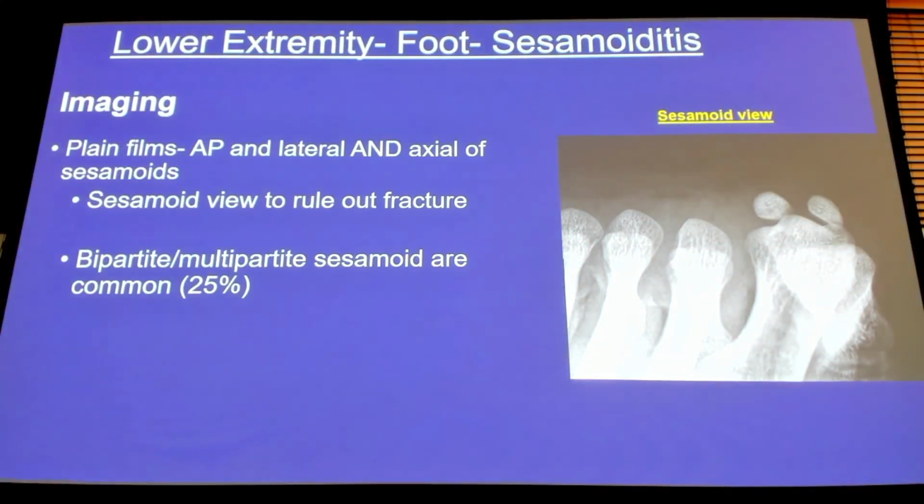So, plain films will tell you if the bones are there and whether or not they have that normal variant called a bipartite sesamoid. Okay? It just means that instead of having one sesamoid bone, now you have two. Okay? It's not abnormal. It doesn't take away from the function of the range of motion of the toe. It just means that you've got a certain subset of the population that has two sesamoids instead of one.